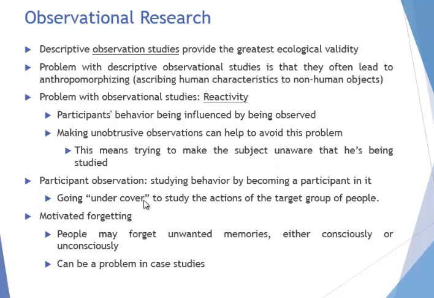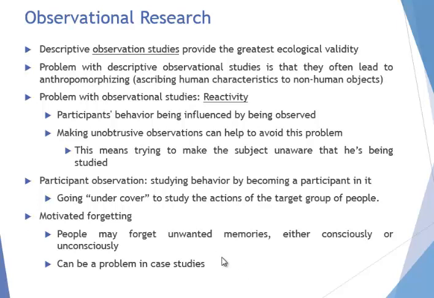Participant observation is by going undercover, studying the actions of a target group of people. Police do that to try to see who's engaging in criminal activity, but researchers can also go undercover. If you want to see how people behave in a particular type of environment, like a school, maybe you enroll in the school and go there for a semester and just be one of the crowd and see how people behave that way.